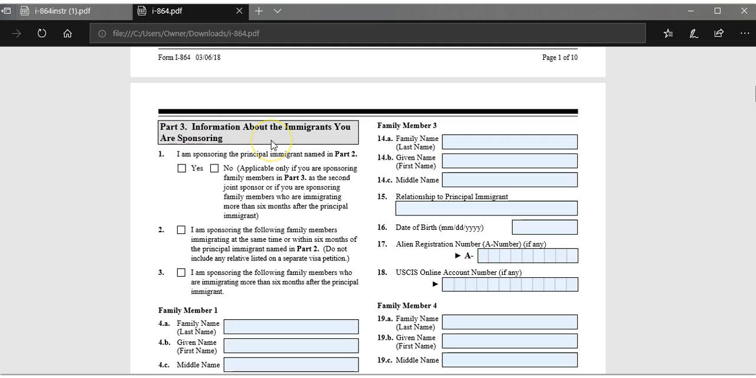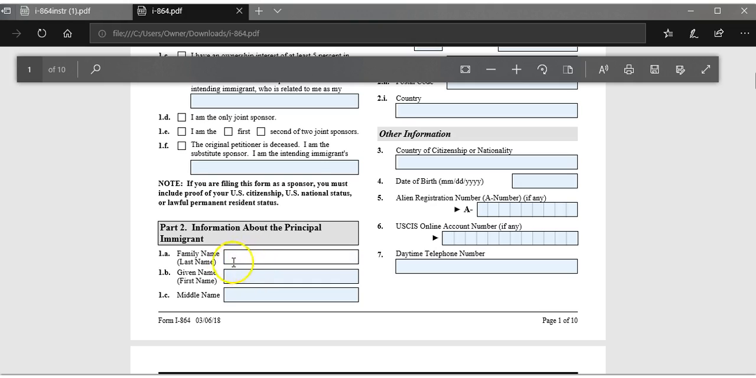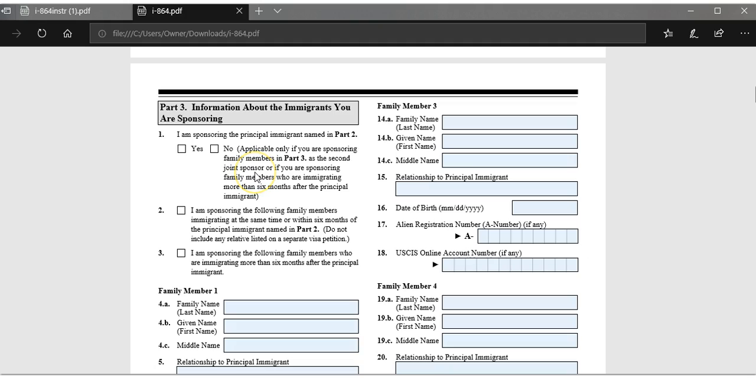Part 3, information about the immigrants you are sponsoring. There we go. In this section, number 1, I am sponsoring the principal immigrant named in part 2. So let's see who is the immigrant in part 2. So that person's name would be the name you wrote down here. All right.